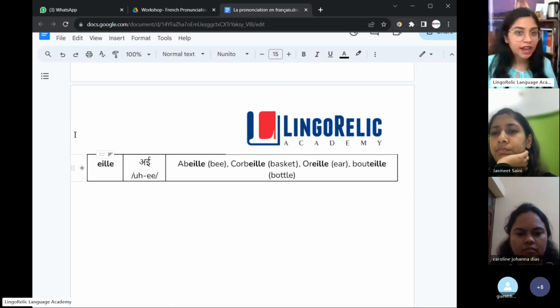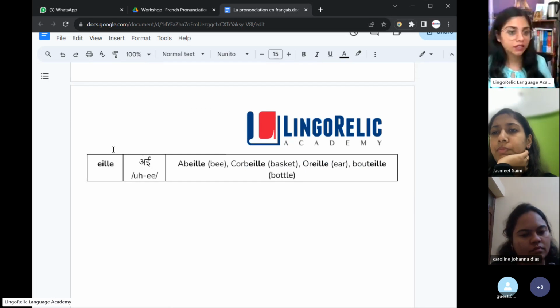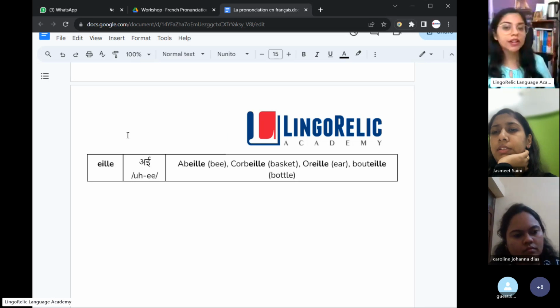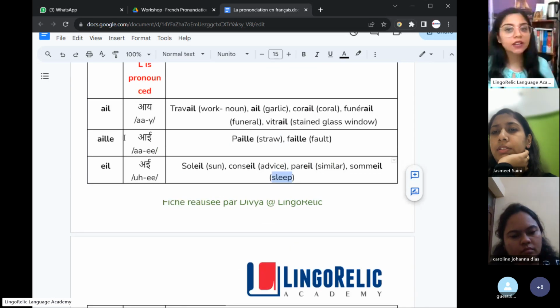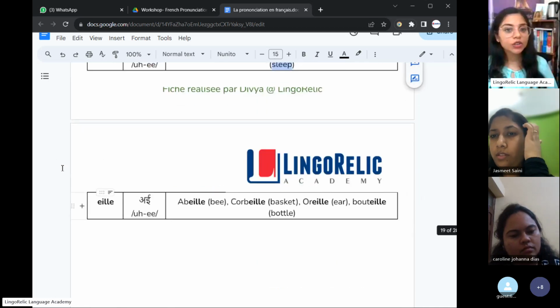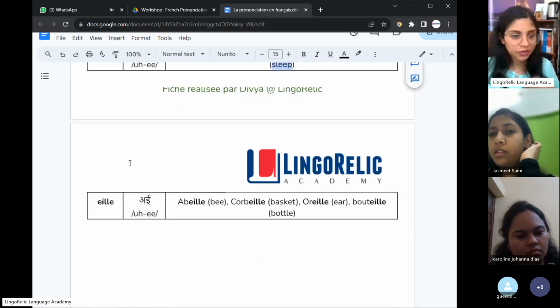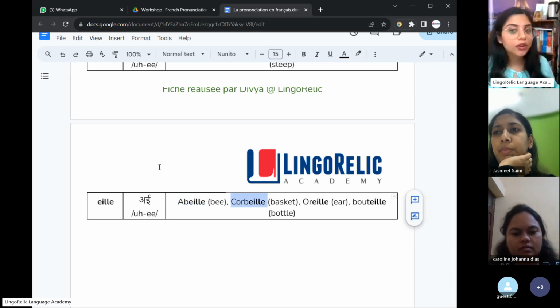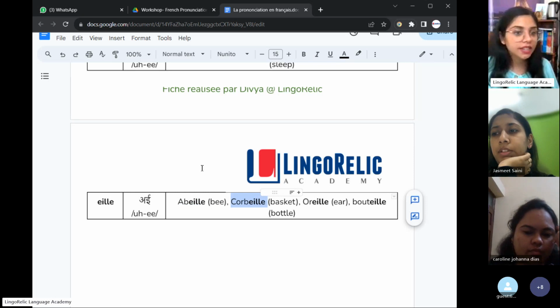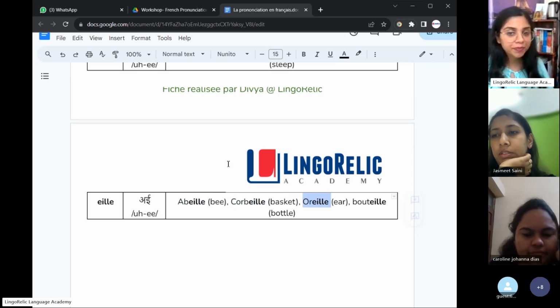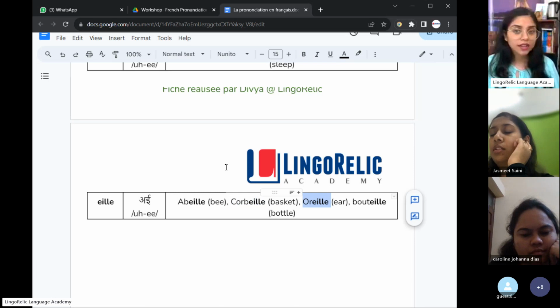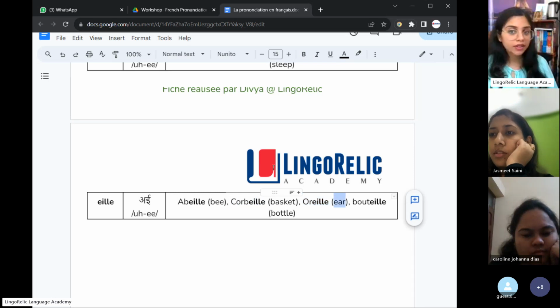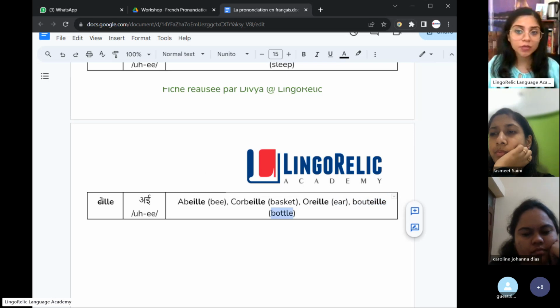And you have E-I-L-L-E, which is also the EIL sound. It's like abeille. Again, similar, but the words are different. So you have abeille, which is a bee. Corbeille. Corbeille is for a basket. Oreille. Oreille is an ear. Bouteille. Bouteille is a bottle.